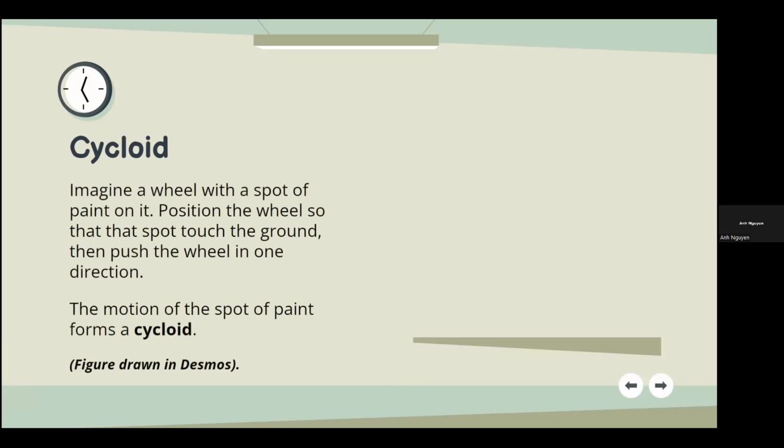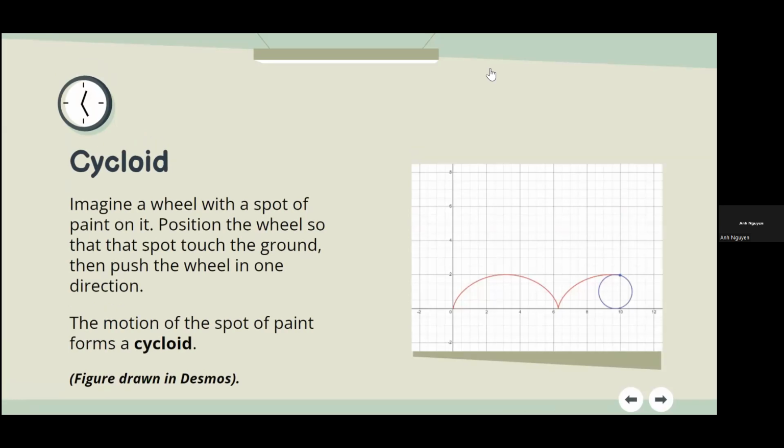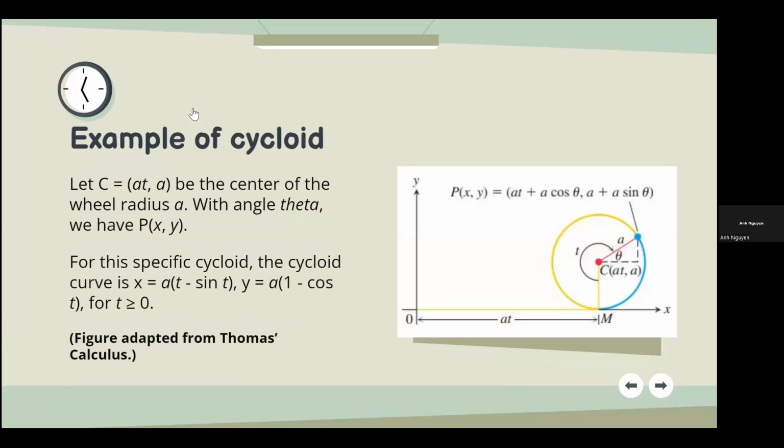Imagine a wheel with a spot of paint on top of it. If we roll the wheel in one direction, the motion of the spot of paint forms the cycloid. In the next slide, we have a formal definition of a cycloid for anyone who is interested in it. Next slide, please. If you are interested, you can see it.